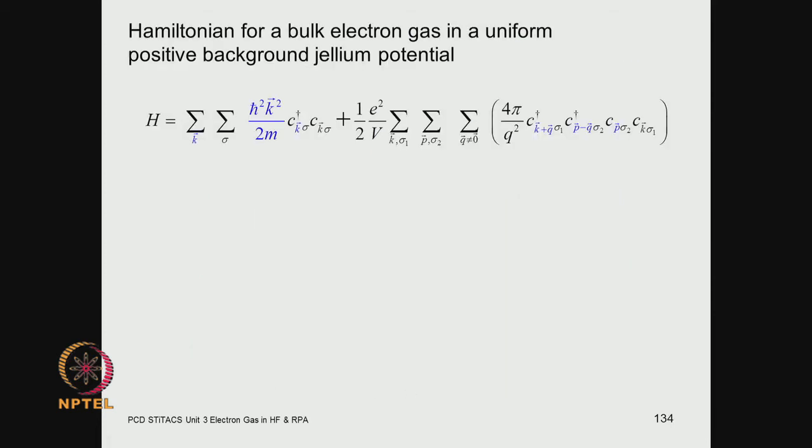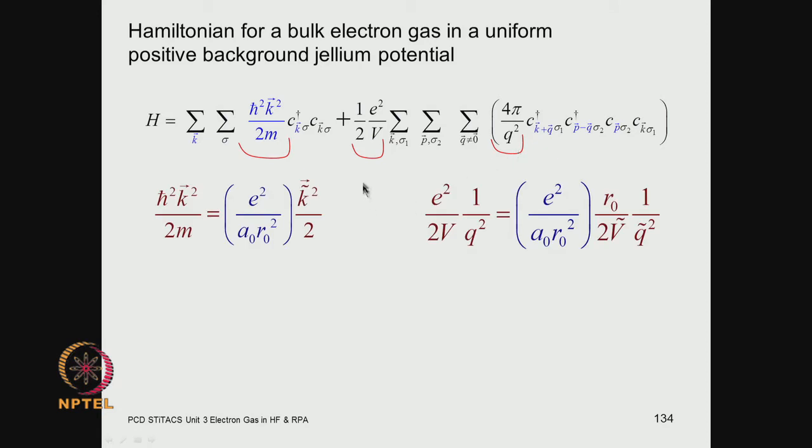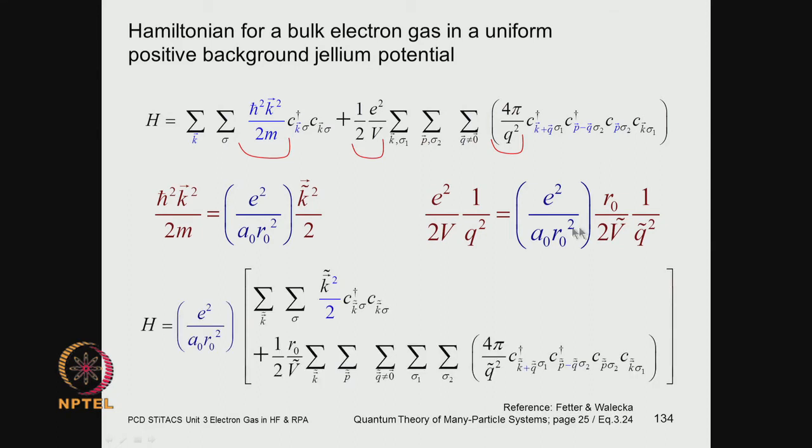So, these are the two results that we will use to substitute in the expression for the Hamiltonian. This is the term we want to substitute in terms of the tilde variables, and then e square over V, 4 pi by Q squared, is what we want to substitute in terms of the tilde variables. So, let us replace all of these by these tilde variables. In terms of these substitutions, we factor out e square over a0 r0 square, which is common in both the terms. That is written outside the bracket, and the rest of the terms are over here.